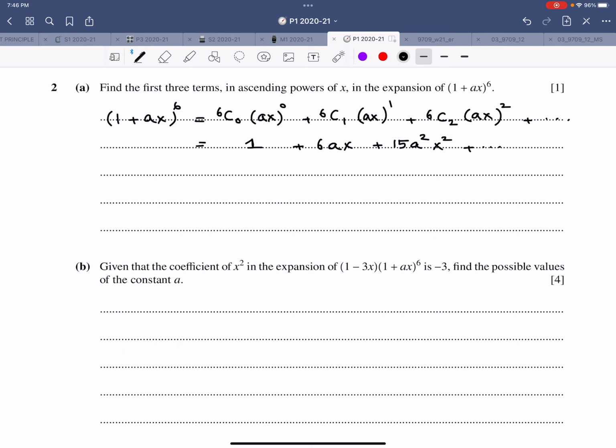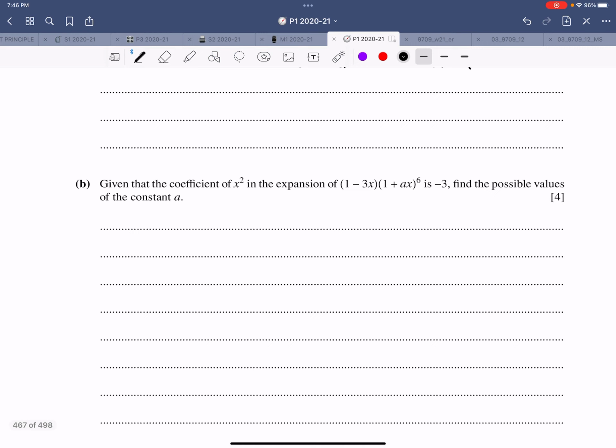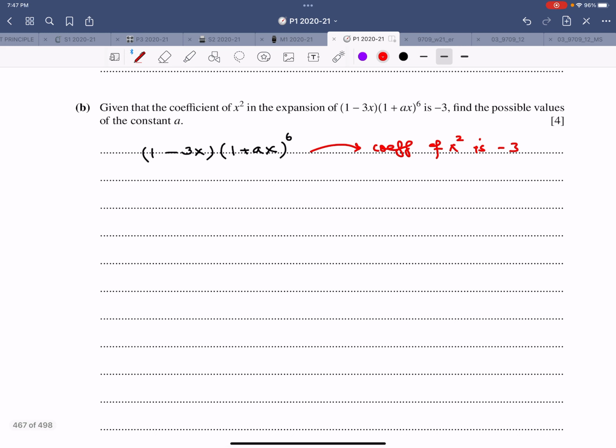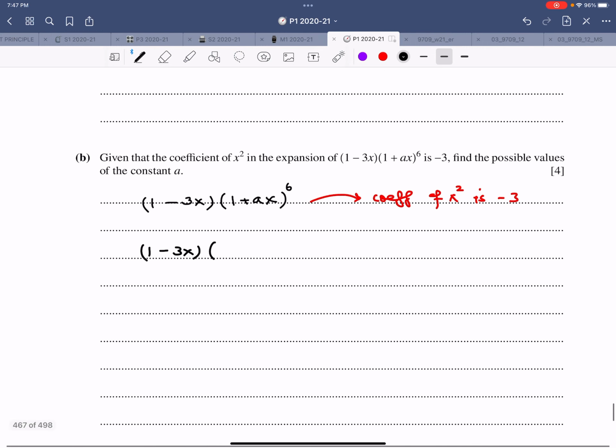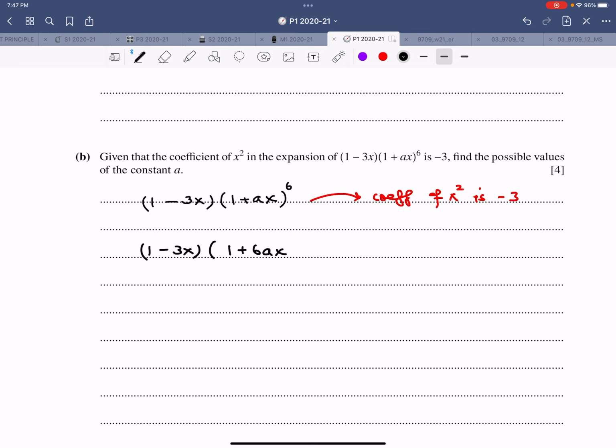Now, after we are done with this, what exactly are they asking? Given that the coefficient of x squared in the expansion of (1 minus 3x) multiplied with (1 plus ax) raised to the power of 6 is negative 3, find the possible values of the constant a. Now rewrite the first statement: (1 minus 3x), and this is (1 plus 6ax plus 15a squared x squared).